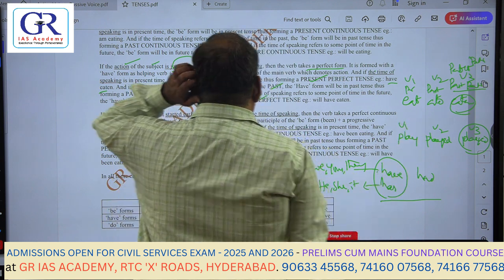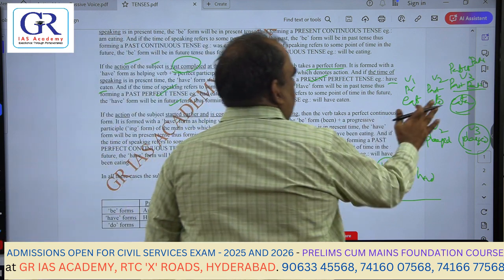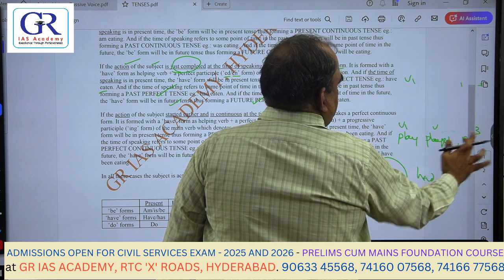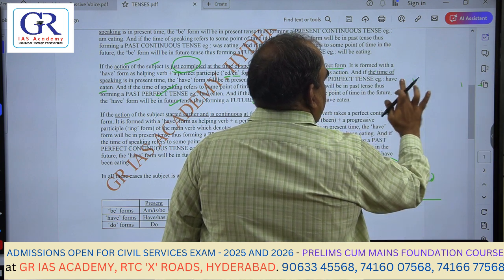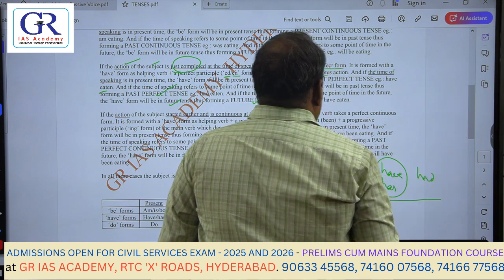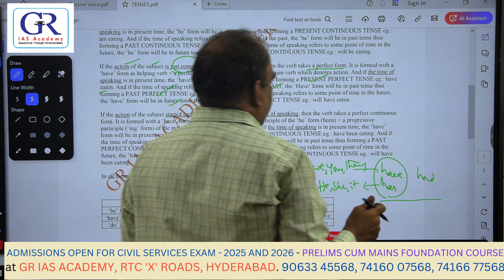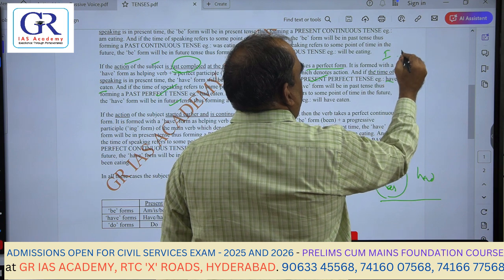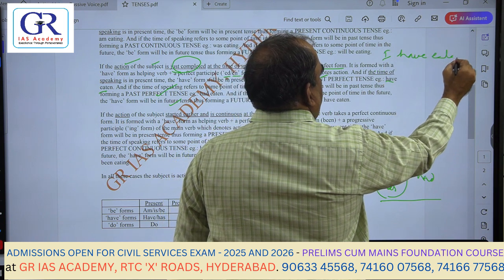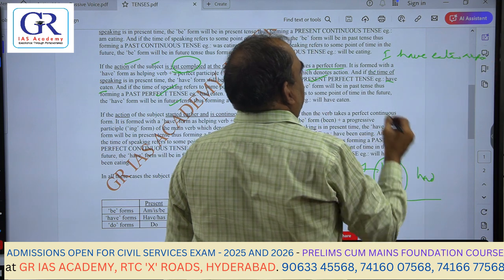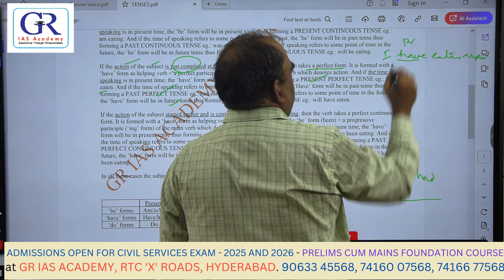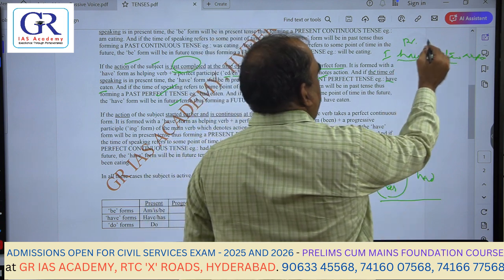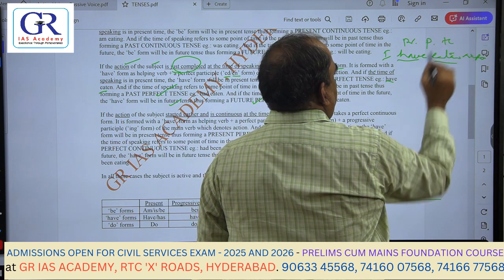Suppose I want to write about present perfect tense. So have eaten. I have eaten a mango. So we can see that the helping verb is in present tense, so it is done in present time. Eaten is perfect, so it is present perfect tense.